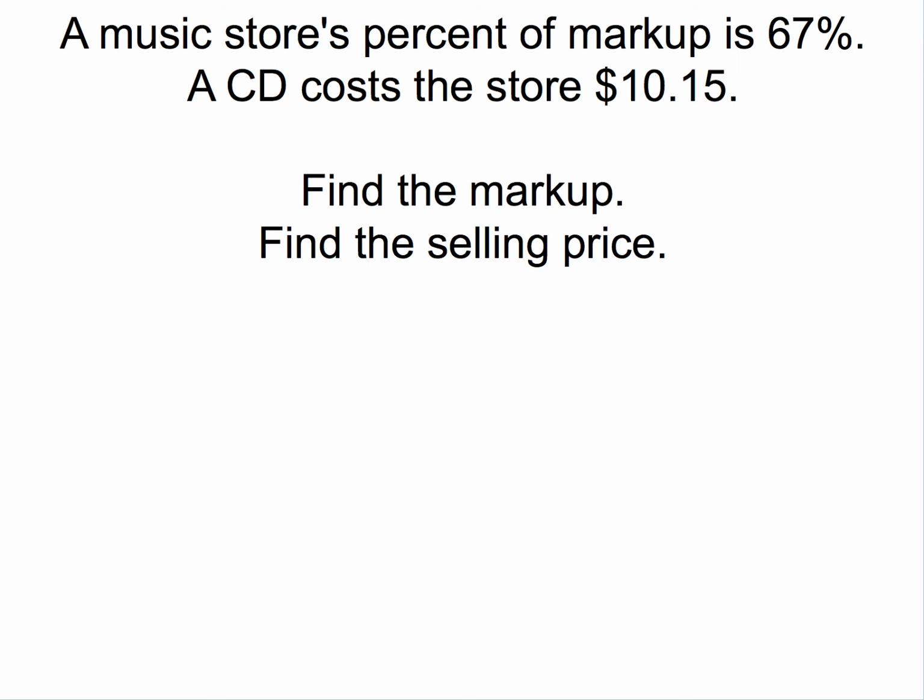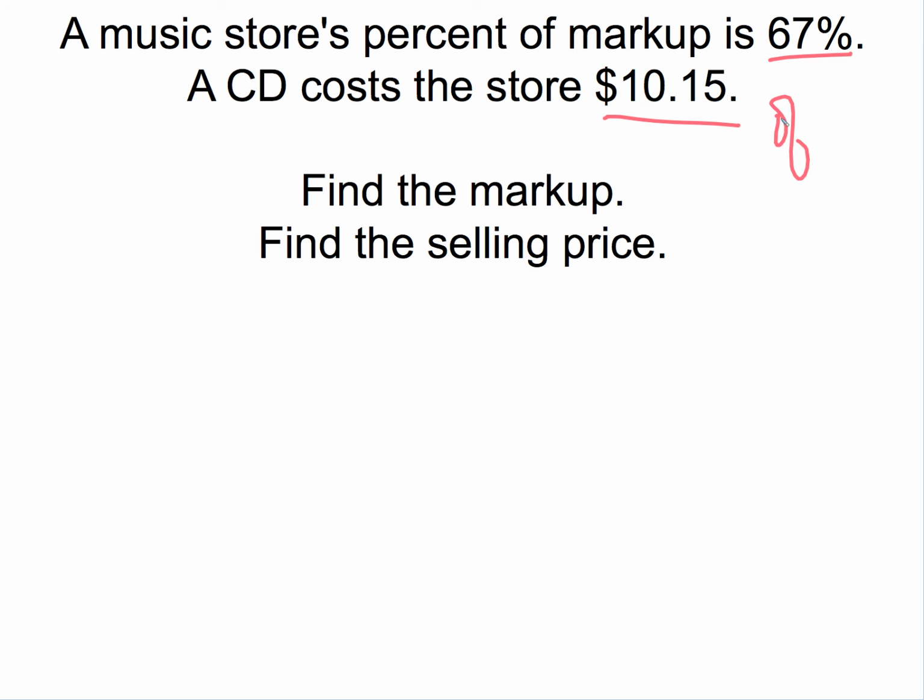It says a music store's percent of markup is 67%. A CD costs the store $10.15. So the store pays $10.15, but in order to make money, they have to mark up the price 67%. So we need to find the markup, and then we need to find the selling price. So first, the markup. We need to figure out 67% of $10.15.